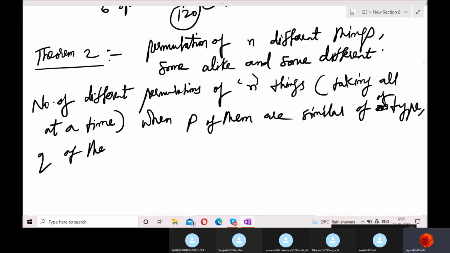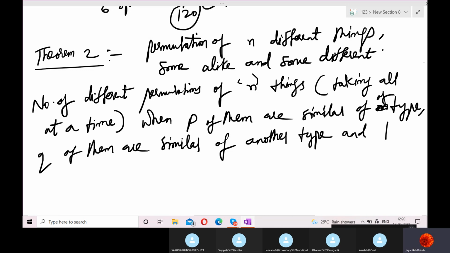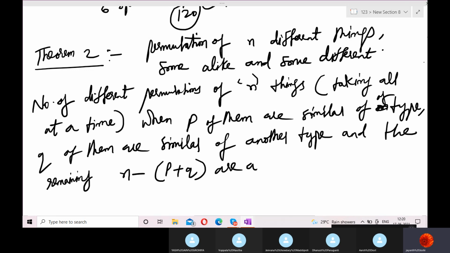Q of them are similar of another type, and the remaining n minus p plus q are all different, is given by the formula, a direct formula you have to use.